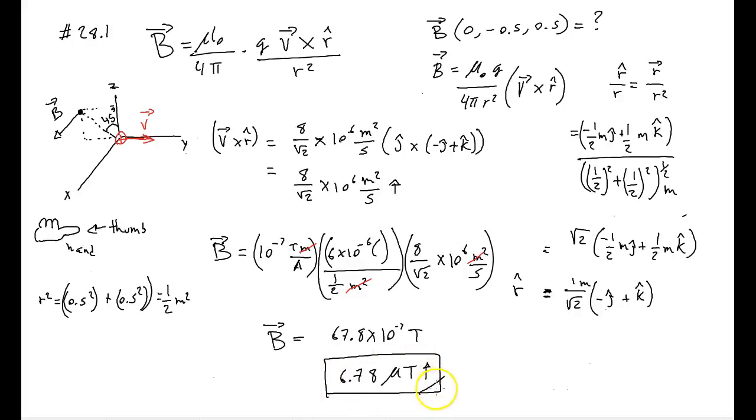Question? Yeah. Where did we get the 10 to the negative 6? 10 to the minus 7. That's mu sub 0 over 4 pi, the value of it. Yeah. So it's going up the positive, B sub 0 is going up the positive x direction.